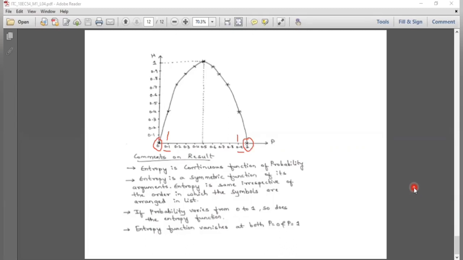In the next lecture, we'll discuss properties of entropy, the extremal property of entropy, and we'll be solving few numericals.